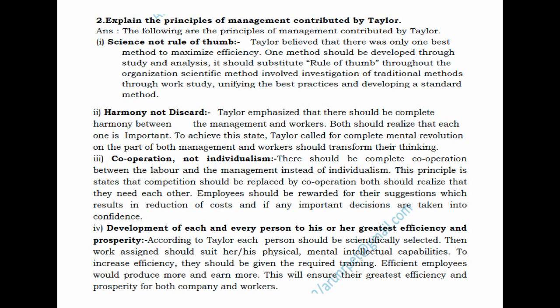Then development of each and every person to his greatest efficiency and prosperity. According to Taylor, each person should be scientifically selected. The work assigned to him should be exactly according to his capabilities. The work assigned to him should suit his personal, mental and intellectual capabilities. This increases the efficiency in the organization. They should be given proper training in the organization. All this should be written under the development of each and every person to his greatest efficiency and prosperity.